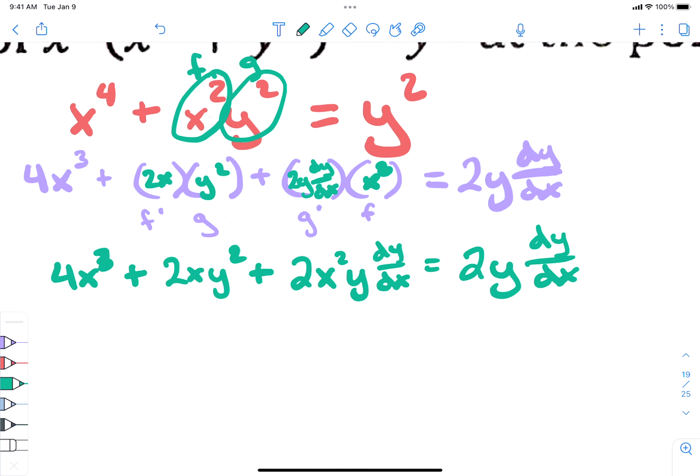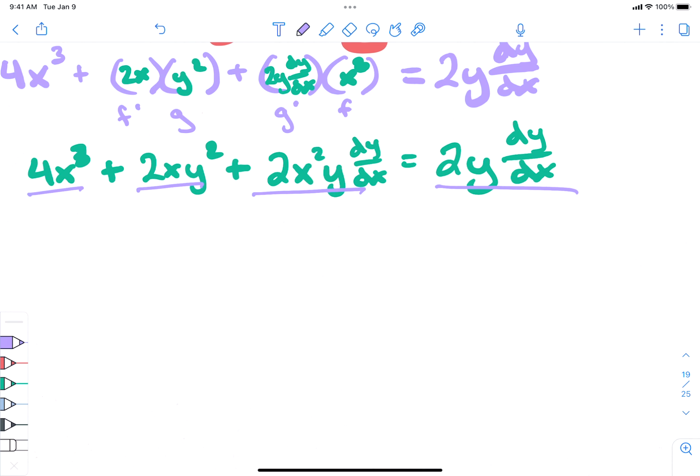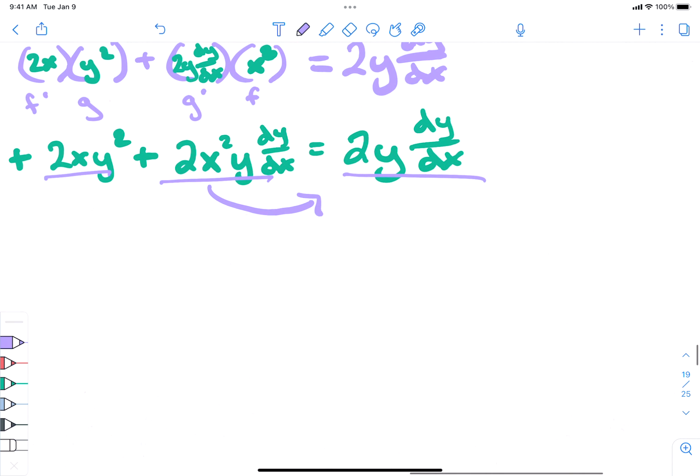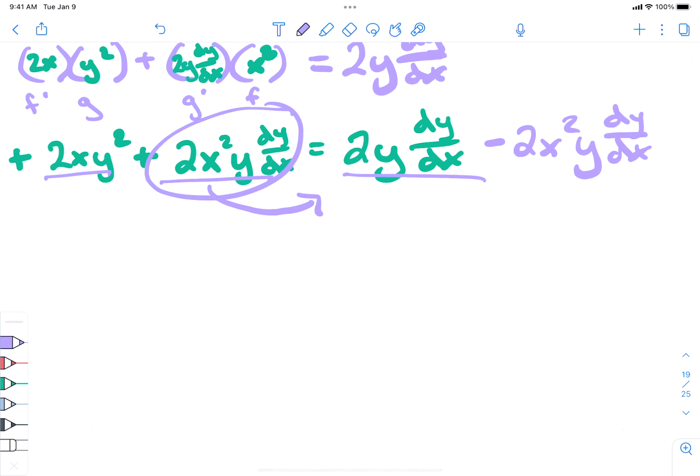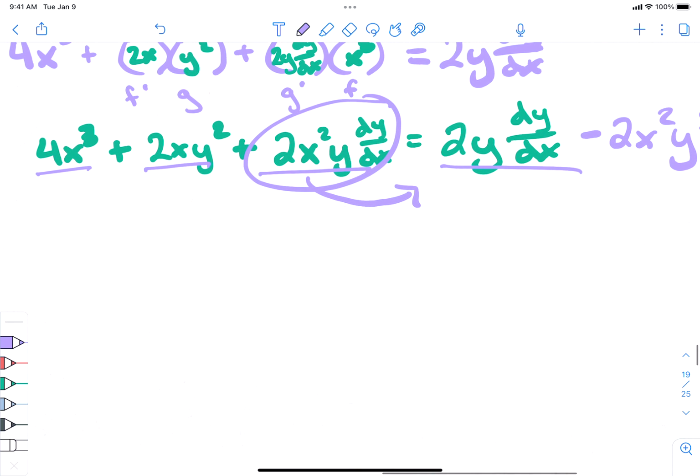How many pieces do we have right now? Too many. 1, 2, 3, 4. Okay, what's the next order of business? I want to get the dy dx's together and the other stuff together. So that one has a dy dx, so I'm going to move him onto the back, and he's going to be minus 2x squared y dy dx. You see that? I just moved him over.